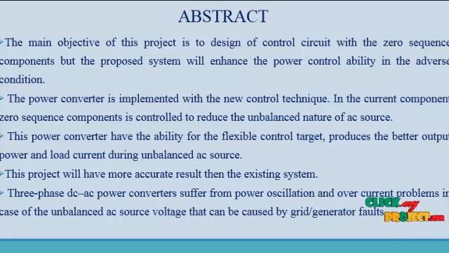This power converter has the ability for flexible control targets that produce better output power and load current during an unbalanced AC source. This project will have more accurate results than the existing system. 3-phase DC to AC power converters suffer from power oscillations and overcurrent problems in the case of unbalanced AC source voltage, which can be caused by grid and generator faults. Existing solutions to handle these problems are properly selecting and controlling the positive and negative sequence currents.